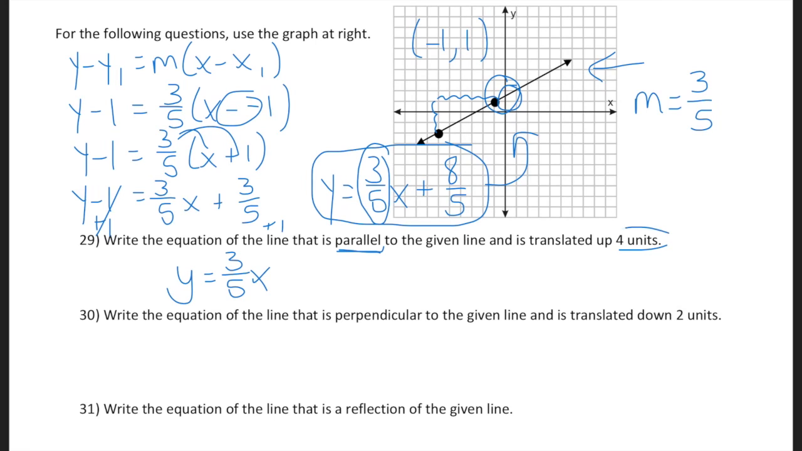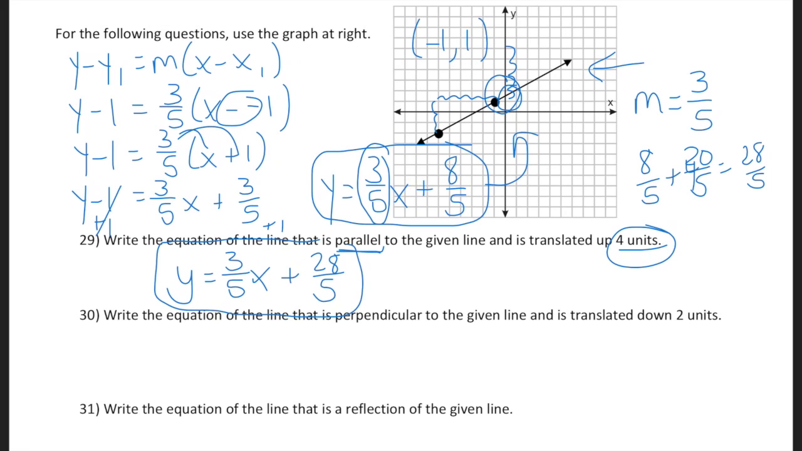And I need to translate up 4. So I need to move this up 4. Well, if I have 8/5 as my current y-intercept, plus 4, you can put that in Desmos if you need to. 4 is the same as 20/5, so that gives you 28/5. Okay.